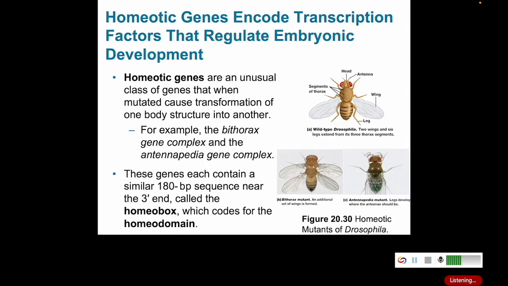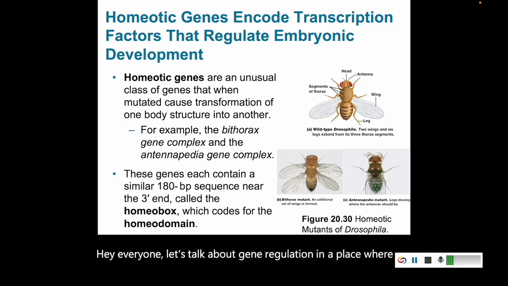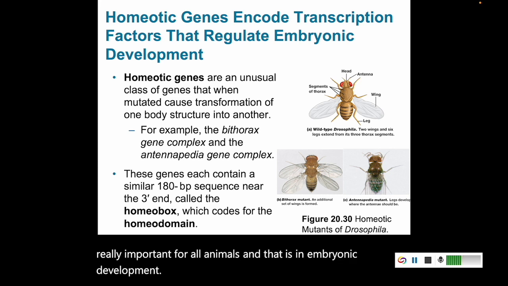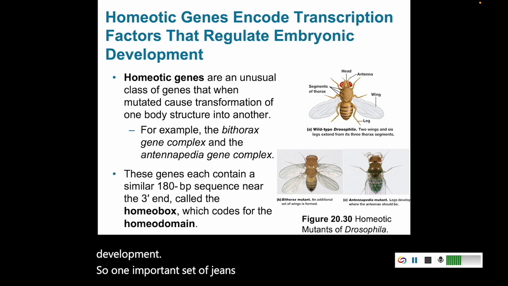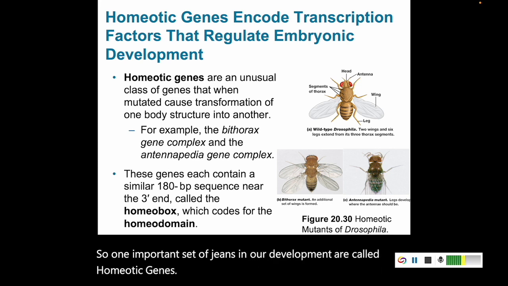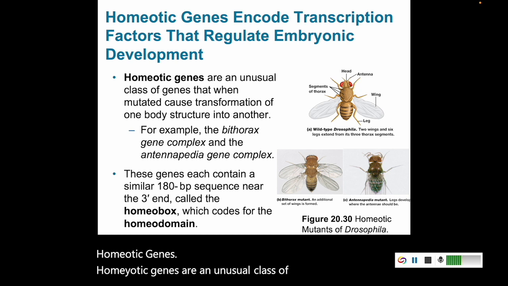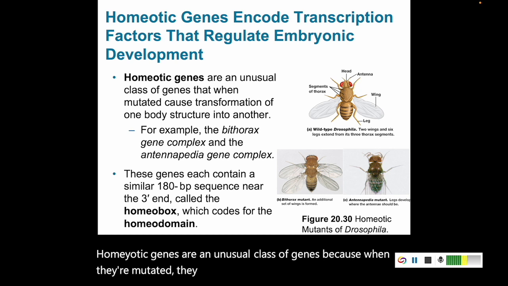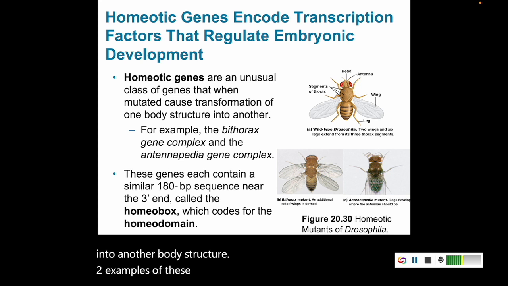Everyone, let's talk about gene regulation in a place where it's really important for all mammals, and that is in embryonic development. One important set of genes in our development are called homeotic genes. Homeotic genes are an unusual class of genes because when they're mutated, they can cause one part of a body to transform into another body structure.